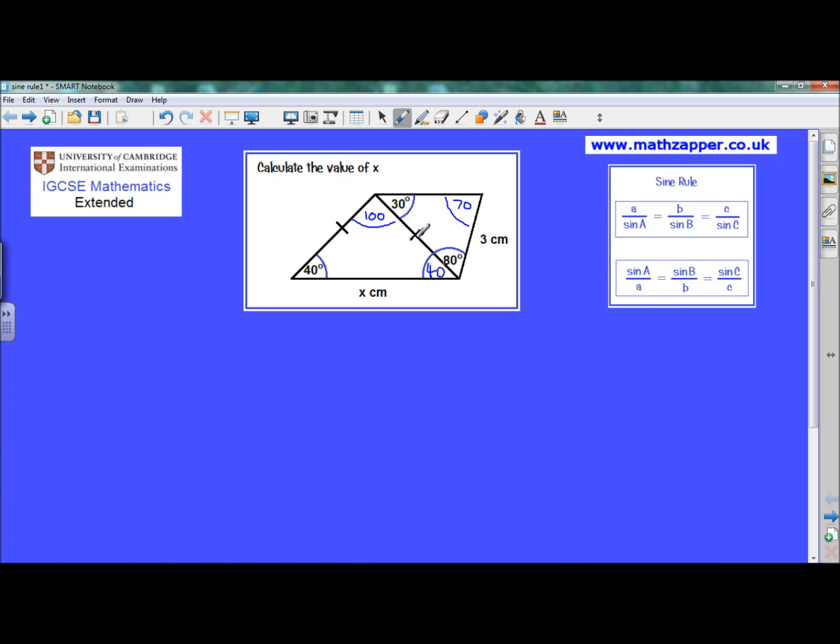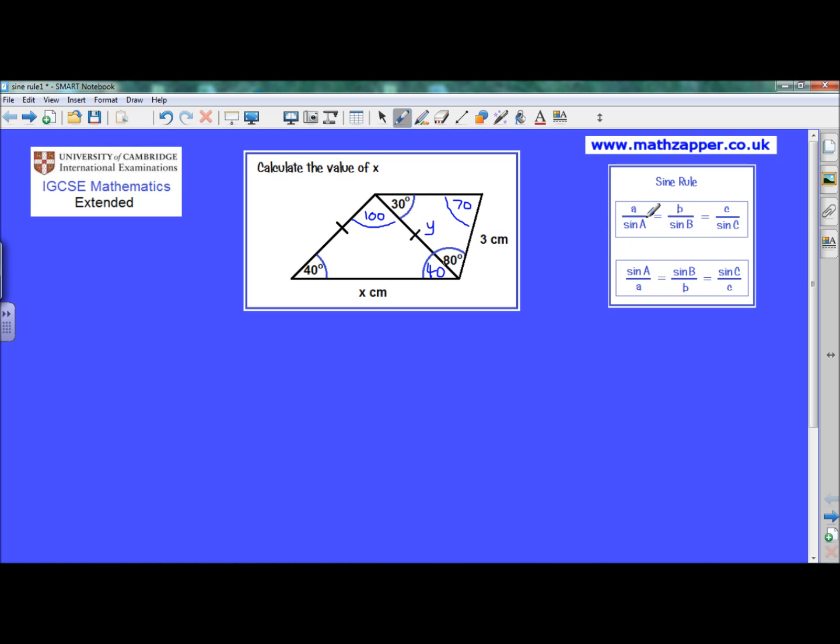We now have to find this length. We can't find x yet, we haven't got enough information, but we have enough information to find the side on this triangle, which is on both triangles. So we'll call that side y.